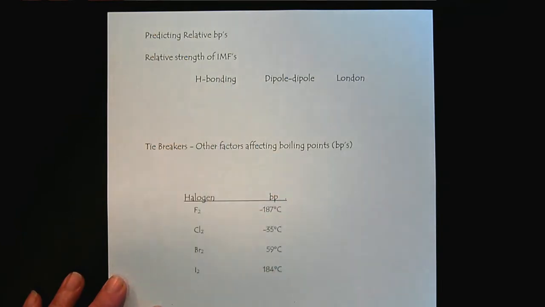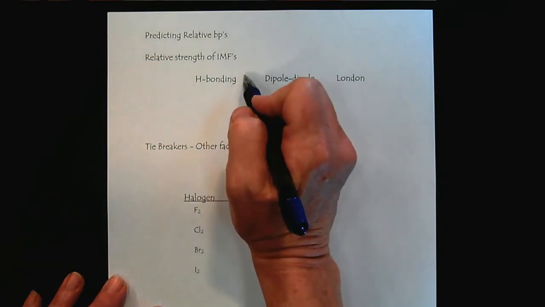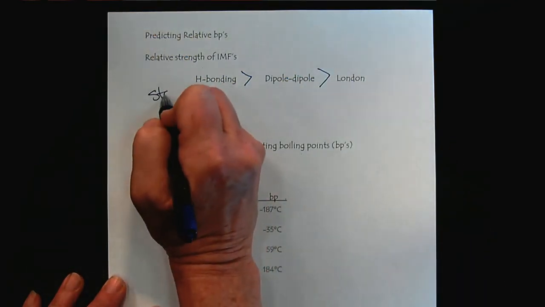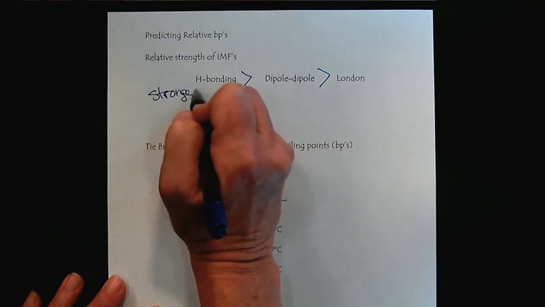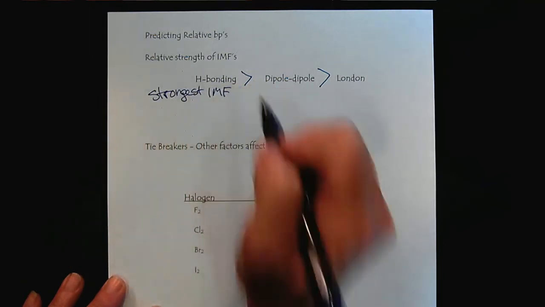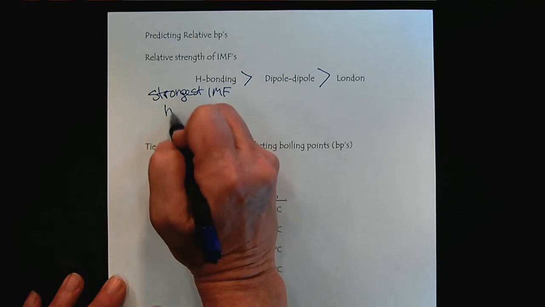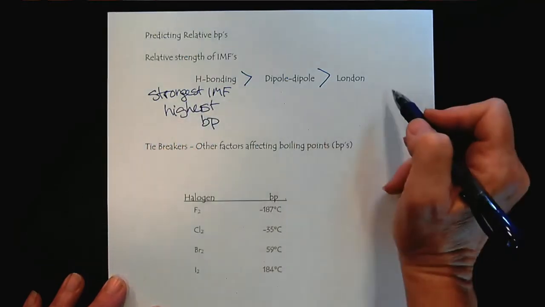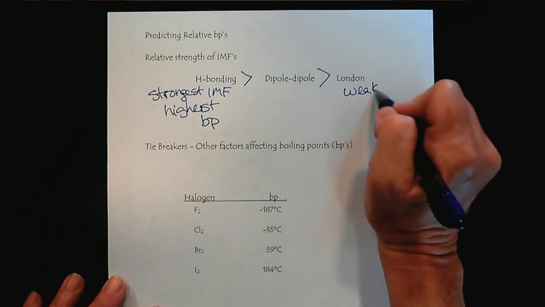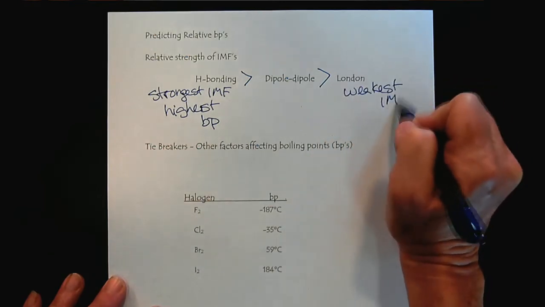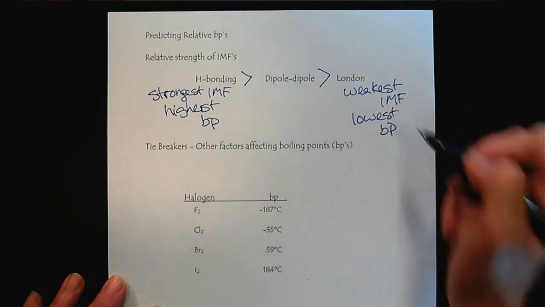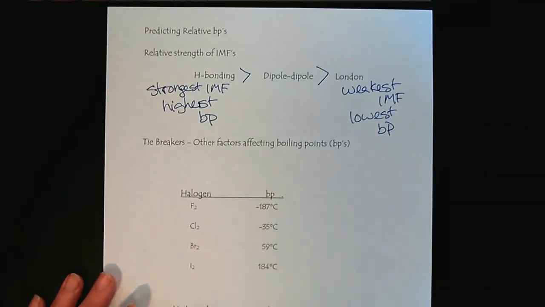That the relative strength of the boiling points, H bonding is stronger than dipole-dipole, which is stronger than London. So here we have the strongest IMF, which means we're going to have the highest boiling point. And for London, we have the weakest IMF. So this will be the lowest boiling points. Now, this makes it very simple.